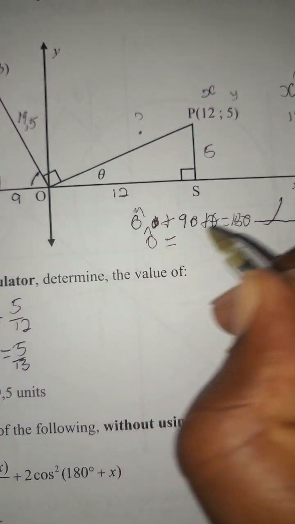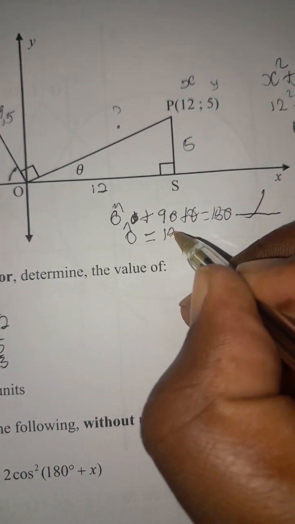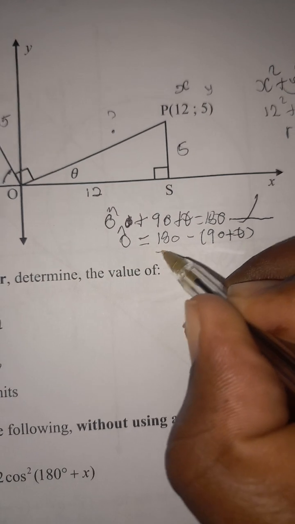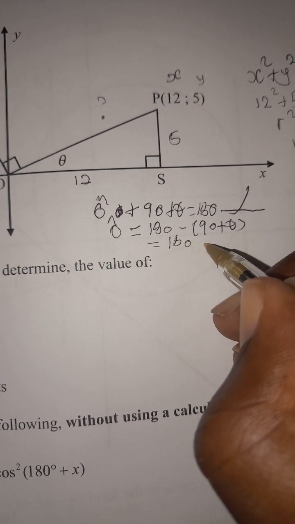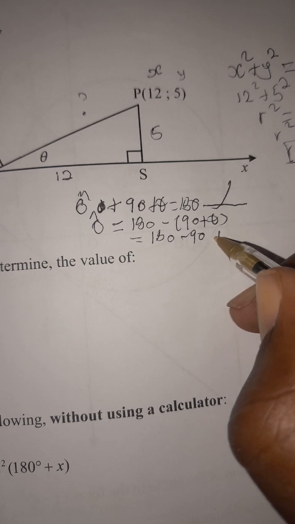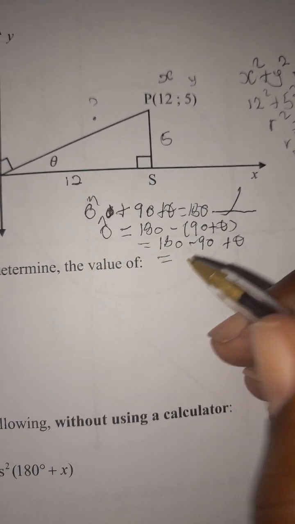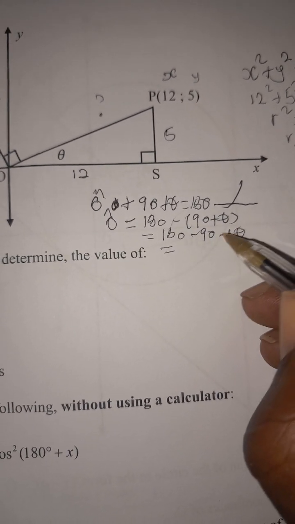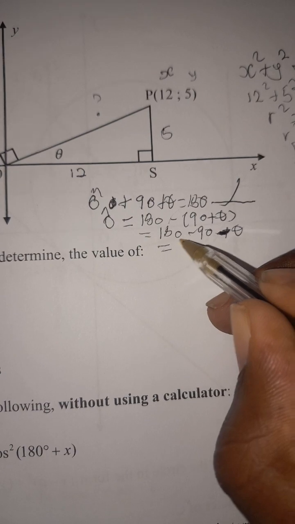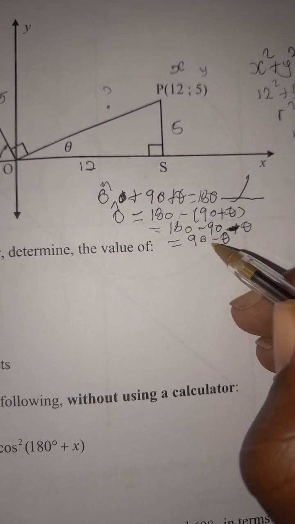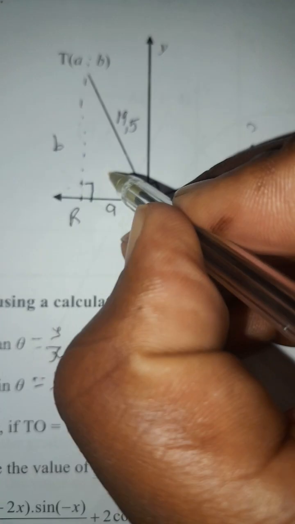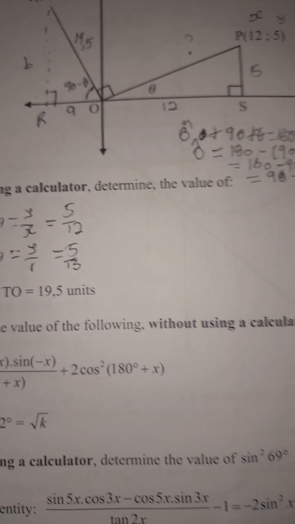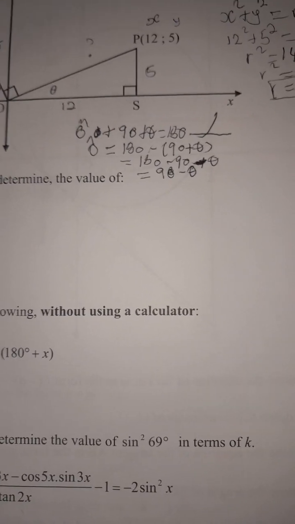Angle O, then taking this to the other side will be 180 subtracted by 90 plus theta. This will be 180 minus 90 plus theta. Then, oh, this will be negative, as well as this one will be negative. Sorry for that. So what is 180 minus 90? So we are going to have 90 minus theta. So meaning that this part will be 90 minus theta. Right. Okay. Are we on the same track? That's how it should be.